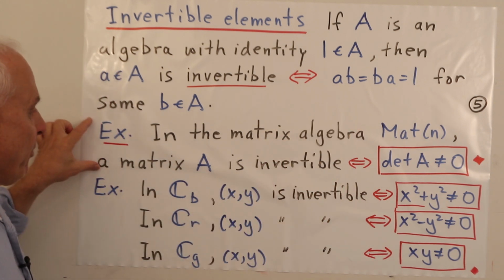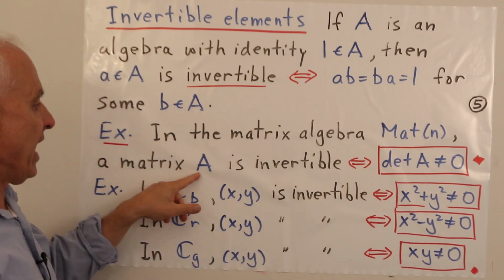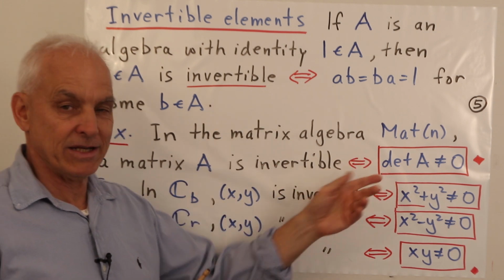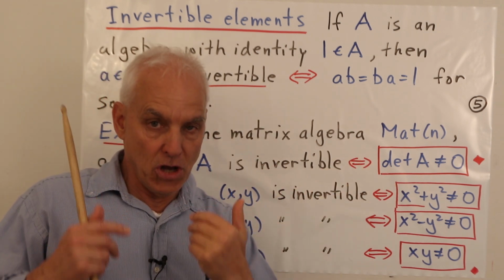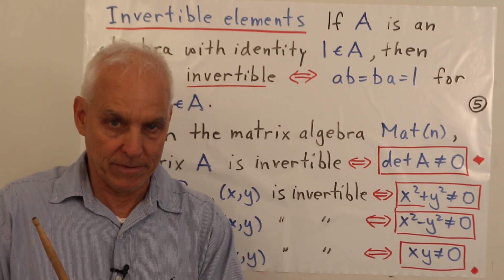Now, in the examples, in the matrix algebra Mat n, a matrix A is invertible, in other words, satisfies this property, precisely when its determinant is non-zero. That's a key result of linear algebra.